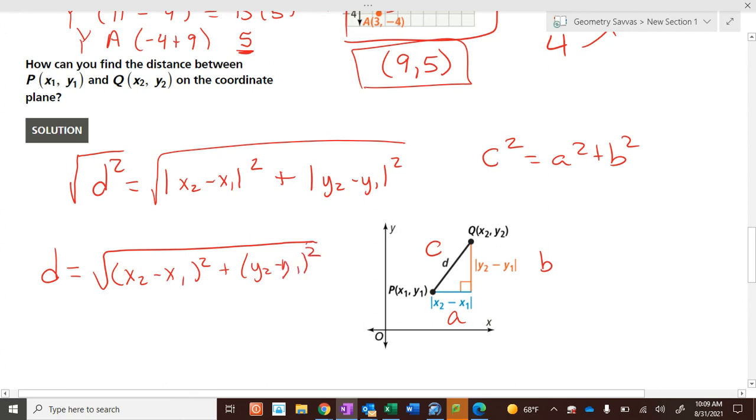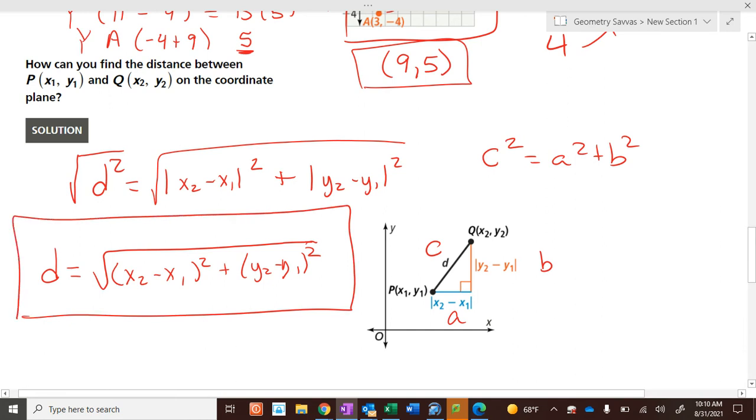And what I did is I get rid of my absolute values, because when you're squaring something, you really don't need absolute values because it's always going to come out positive. This is another thing I want you to write down in your notebooks. That's another one you'll need to memorize. The other half of the quiz on Thursday is the distance formula. The distance between 2 points is the square root of x2 minus x1 squared plus y2 minus y1 squared.